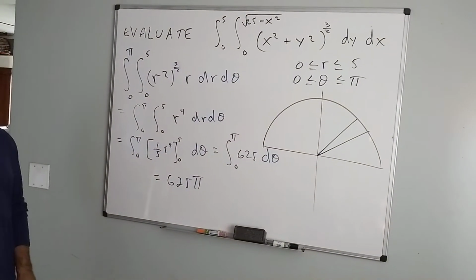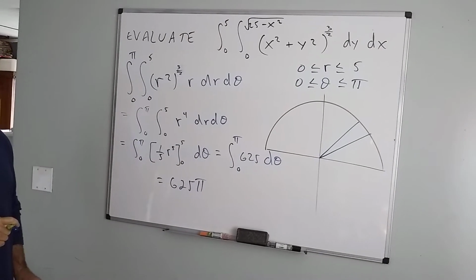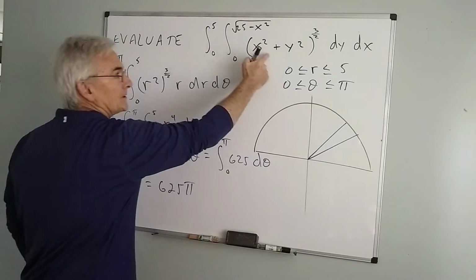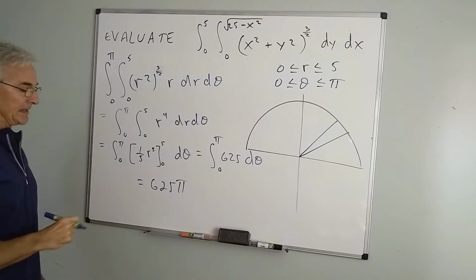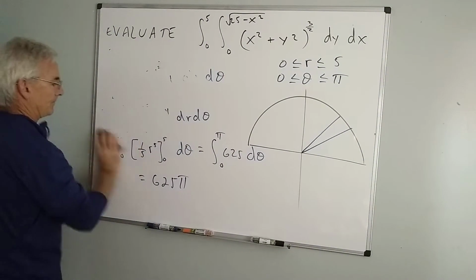Notice the integration itself was rather simple when we switched over to polar coordinates. This is typically going to be the scenario when your region is either circular in nature or your integrand suggests that switching over will be easy, because x squared plus y squared is r squared. Now let's try another one.